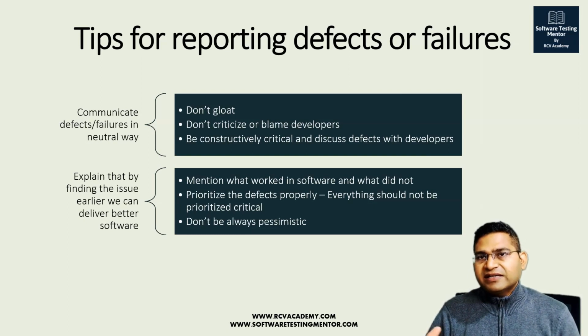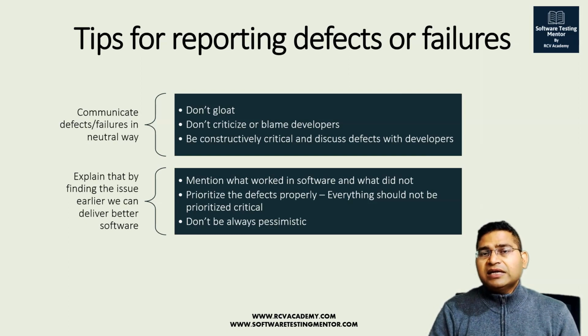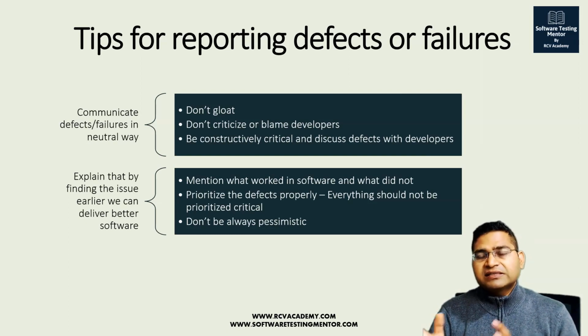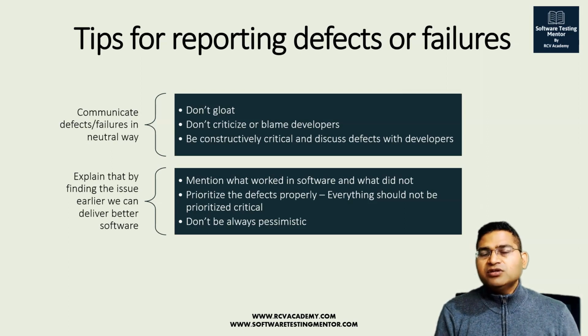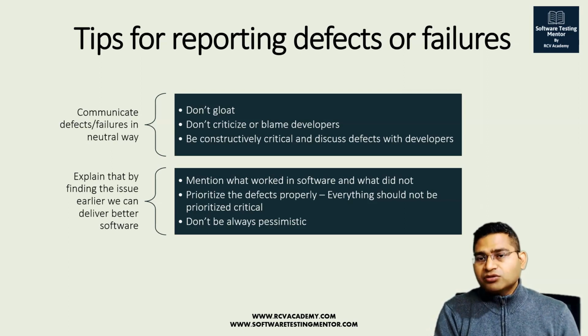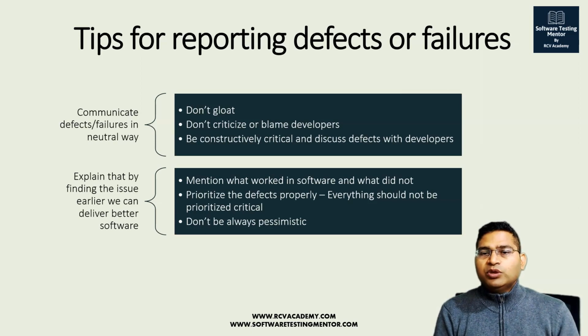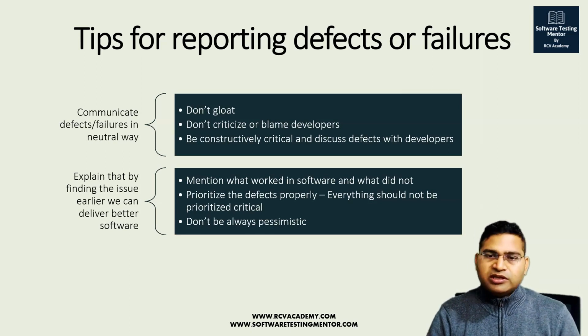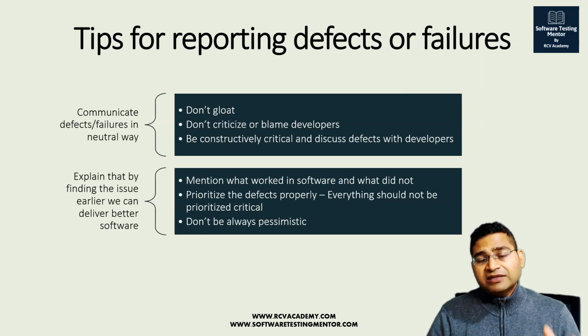It's not just that the testing team will be blamed, or should be blamed, when defects are leaked. It's the whole team's responsibility, and that's why when you are reporting defects or failures, you need to be really neutral. Then you need to explain that by finding the issue earlier, we can deliver better software, right? This will come naturally when you are not in a blame game. You will go ahead and discuss with the developer that together we can deliver very good quality software, right?